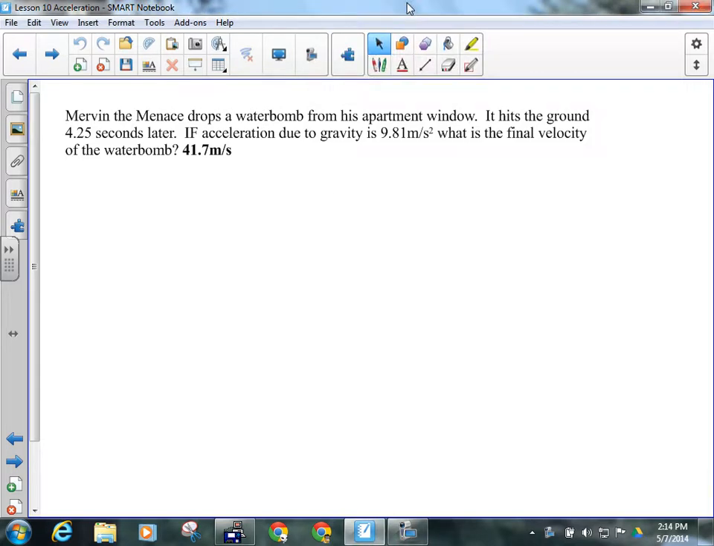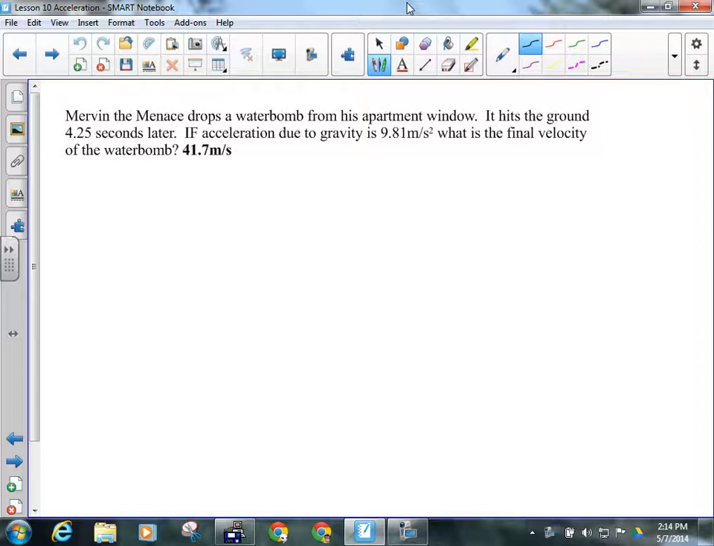So number 2 on your worksheet. Mervyn the Menace drops a water bomb from his apartment window. If you drop something, how fast is it going when you first let it go? What's its initial velocity? That's its acceleration. Its acceleration is 9.81 meters per second squared. That is definitely a number we're going to have to use.